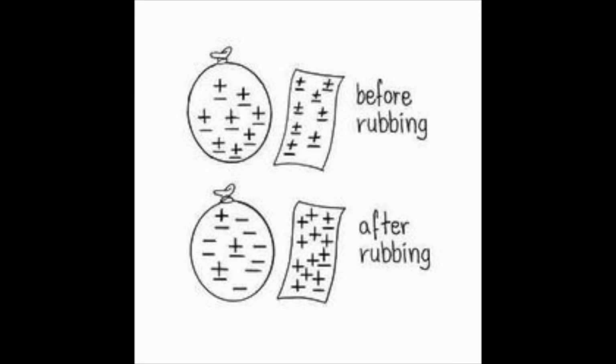This visual shows how before you rub a balloon against a piece of cloth or, say, your hair, each object has the same neutral charge, but after rubbing, you can see how the balloon has taken on the negative charge and how the piece of cloth or hair has taken on the positive charge, which allows for that attraction.